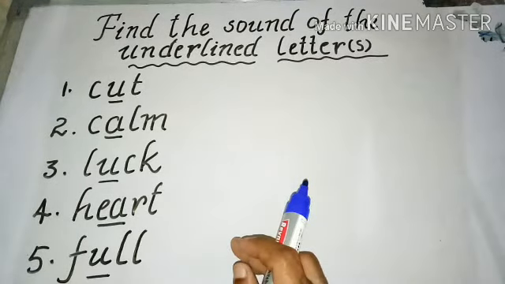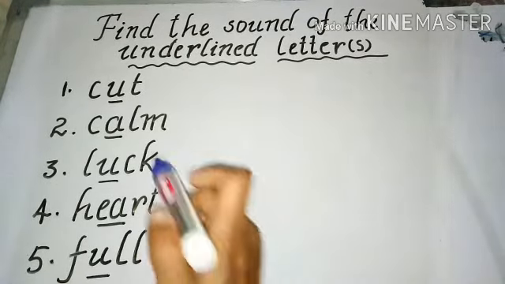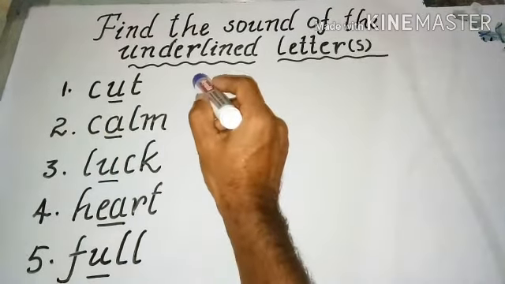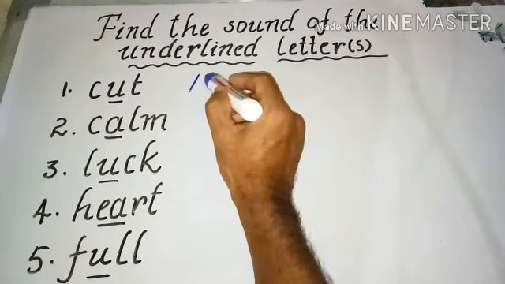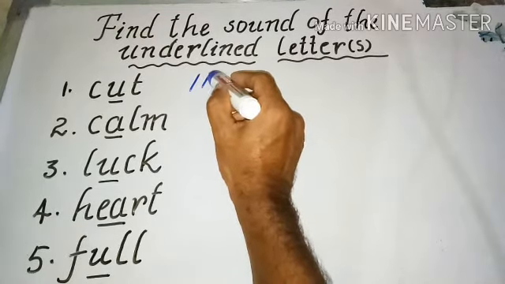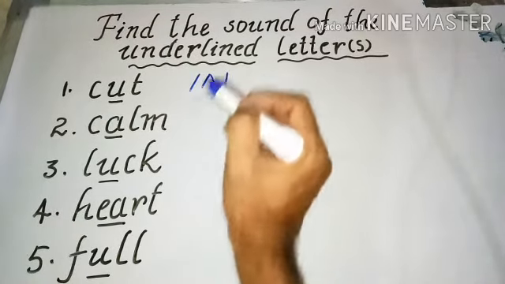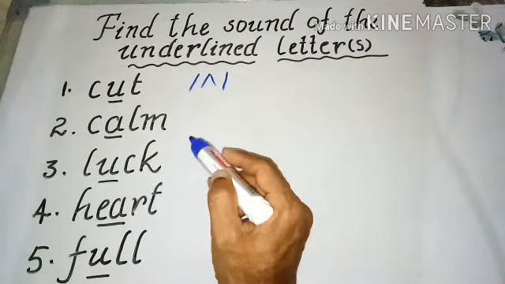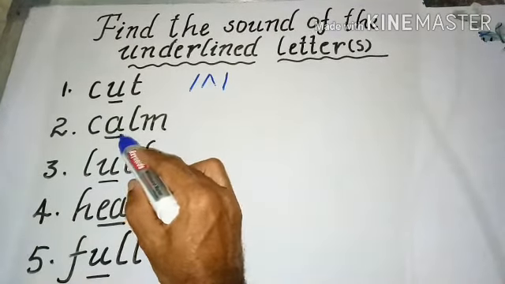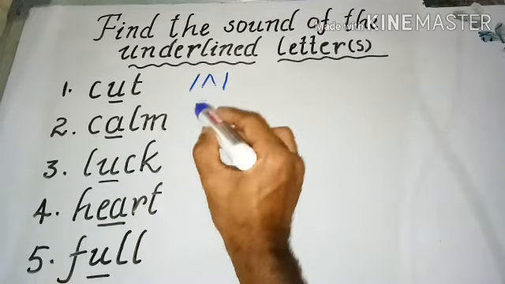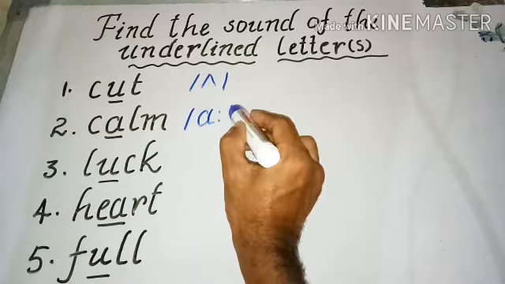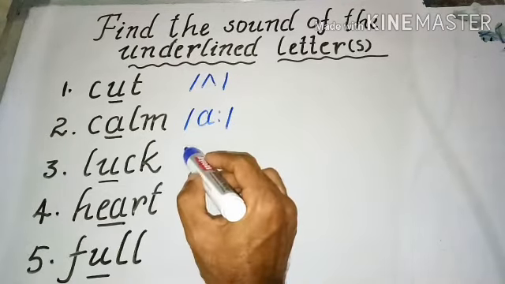C-U-T, cut. K-A-T. So the underlined letter produces a sound A. This is A. The second one is C-A-L-M, calm. K-A-L-M, calm. So this is long A.